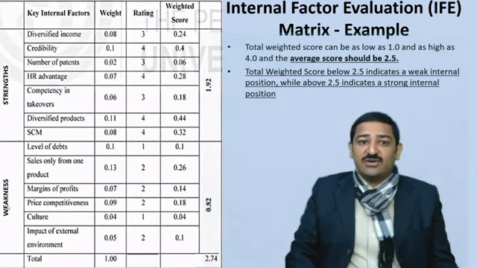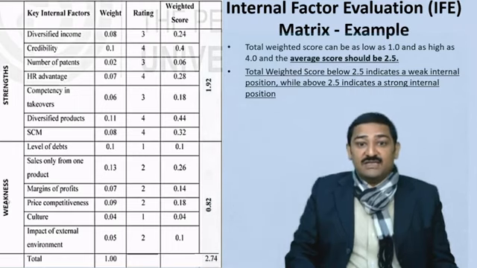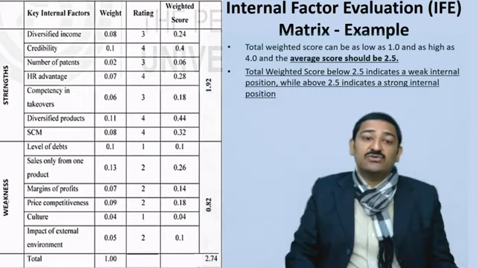The interesting aspect of the analysis is that the total weighted score can be as low as 1 and as high as 4, and at the same time, the average score should be somewhere around 2.5. From a decision perspective, a total weighted score below 2.5 indicates a weak internal position of the firm. On the other side, if the total weighted score is above 2.5, then it signifies a better, that is a strong internal position of the firm.